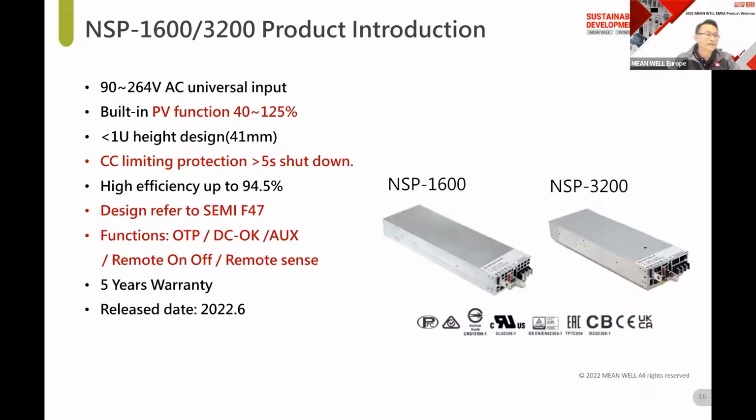The first one is the NSP series. As I mentioned, NSP is the economic version of the RSP series. Control function has the PV function, but it doesn't have the PC function, parallel function, or digital communication. Other features are the same as RSP, including the remote on-off and the remote sense. The dimension is exactly the same as RSP. If the customer project is price sensitive, NSP would be a good choice.